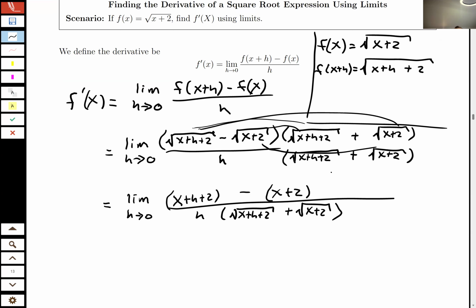So multiplying by conjugates, it does make it look messier, but it gets rid of some of those problematic square roots on the numerator of my fraction. Because if I were to plug in 0 into the bottom here, I would have the square root of x plus 2 plus the square root of x plus 2. Those wouldn't cancel out. Those would just stay there.